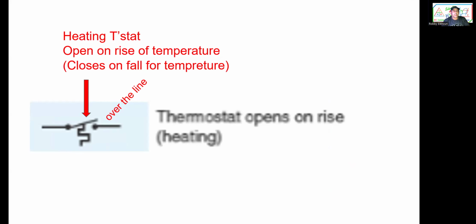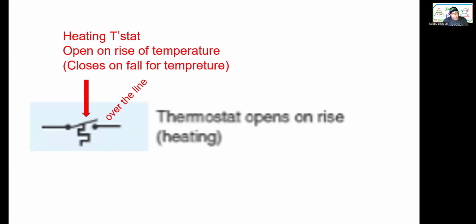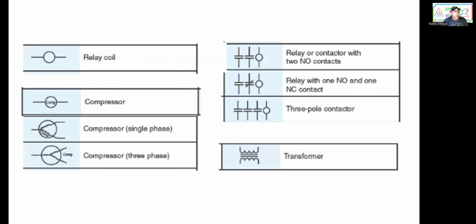That's your heating thermostat. And that's your cooling thermostat. The other way around, it is below the line, right? When it gets cold, it opens and turns off the system, or when temperature rises, it will close and turn on the system. Okay, let's move. These are terms you need to know. Closes on temperature rise is a cooling thermostat, while opens on temperature rise is a heating thermostat. Okay, let's move on. Relays, compressors, and transformers.